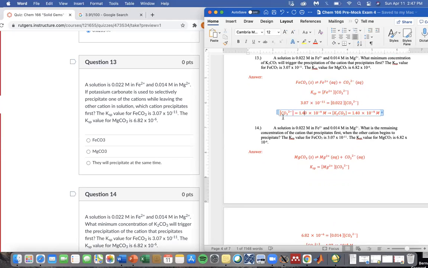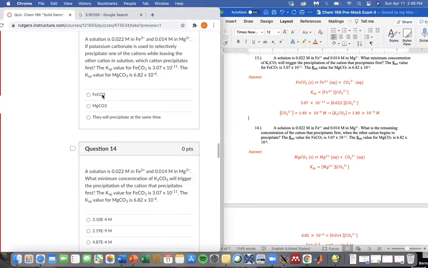And so we're given a CO3 2- concentration of 1.40 times 10 to the negative 9th molar. And so when we think about that in terms of how much K2CO3 we have to add, there's only 1 mole of CO3 in each mole of K2CO3. And so it's the same amount of CO3 2- as K2CO3 that has to be added. So the answer to this one would be 1.4 times 10 to the negative 9th.